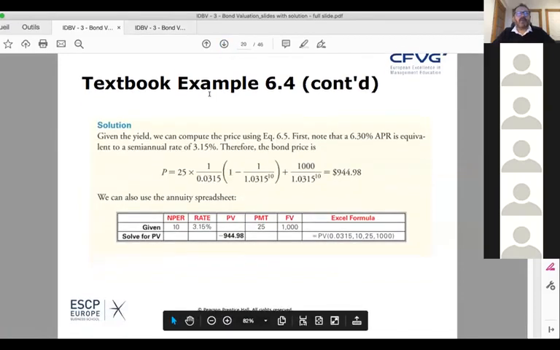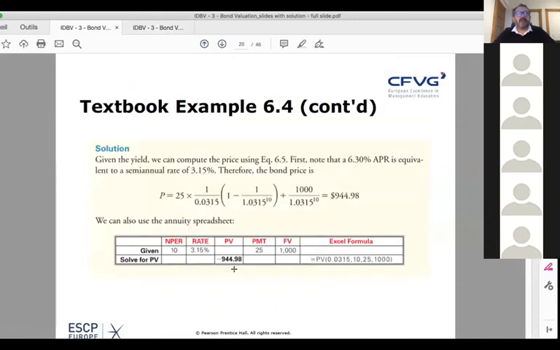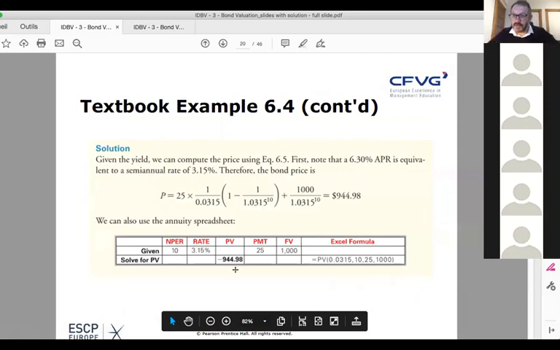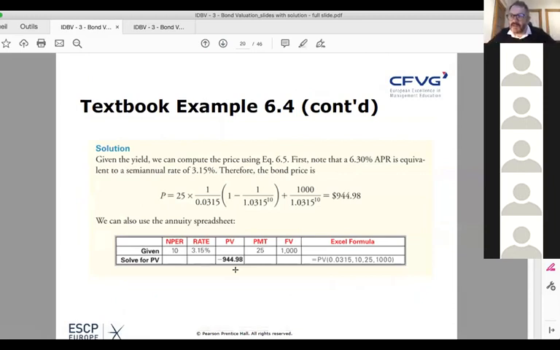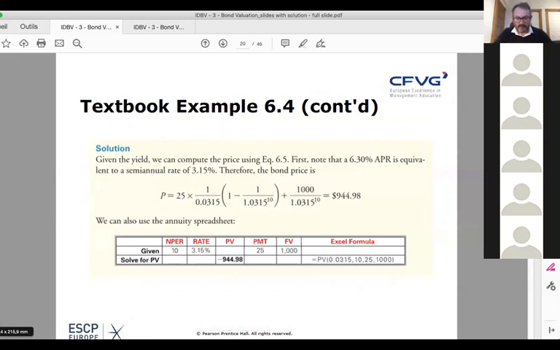So we have this, right? 944.98. And so it means that 6.3 is the APR with semi-annual compounding. I thought that it already is a rate for 6 months. No, 3.15 is for 6 months. So 6.30 is for annual.